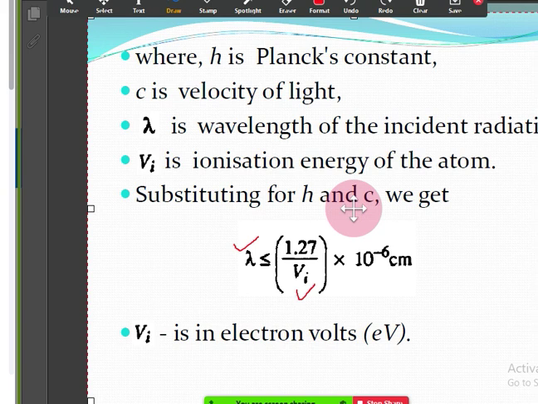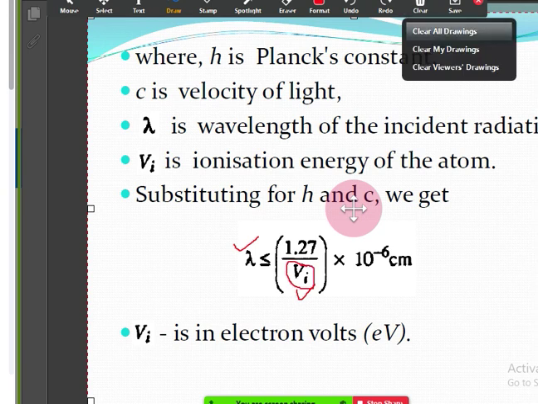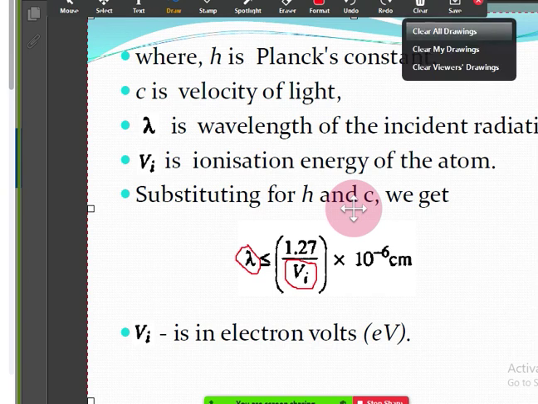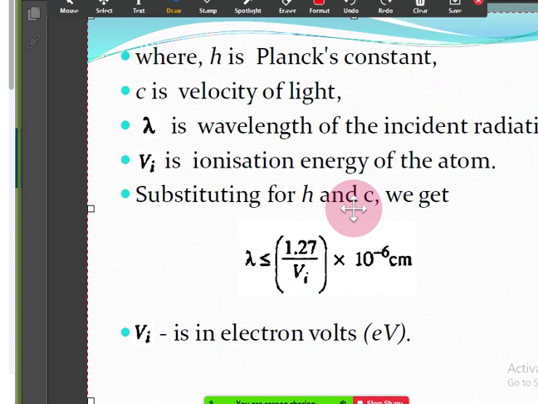So Vi depends on the type of gas, and lambda is the wavelength of the radiation you give. This Vi is the ionization potential that depends on what type of gas. So here the wavelength and Vi are inversely proportional.